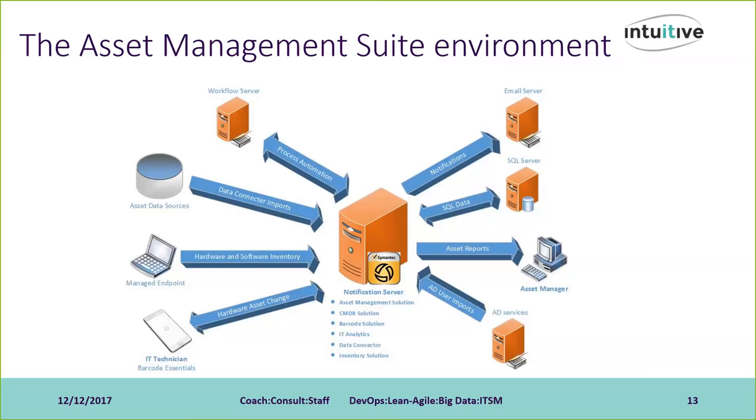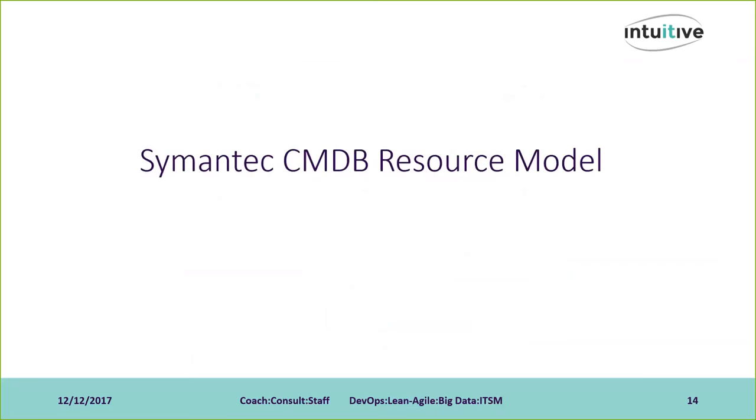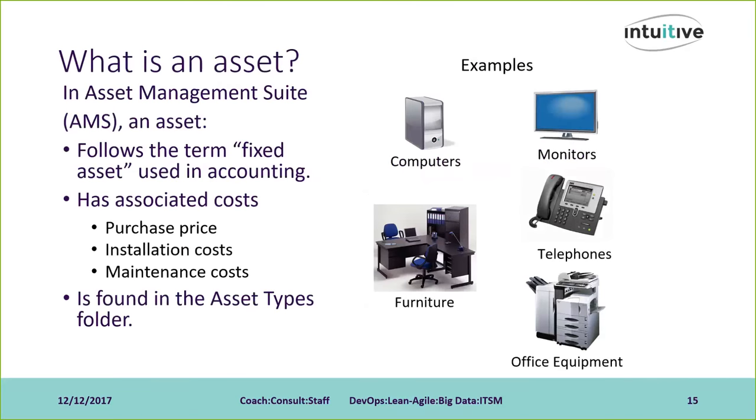Okay, let's take a look at the components that make up the CMDB resource model. So in Asset Management Suite, or AMS, the term asset generally follows the fixed asset term that is used in the accounting platforms. That is, a fixed asset is an item of value which is defined by the organization and has been purchased and will be used for an extended period. So that's kind of the accounting definition of what an asset is.